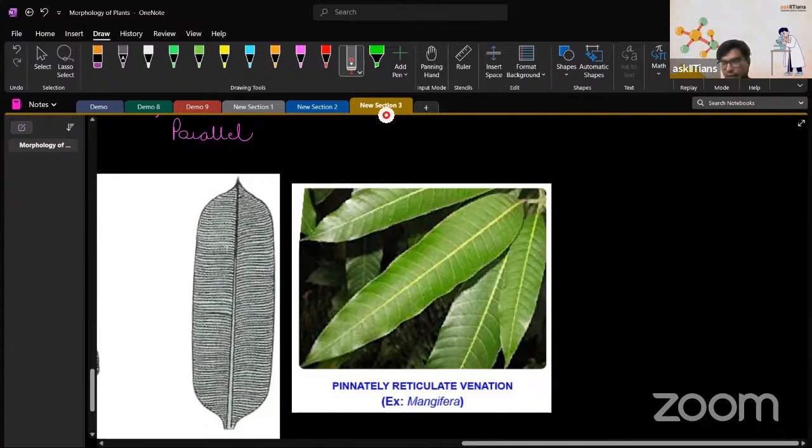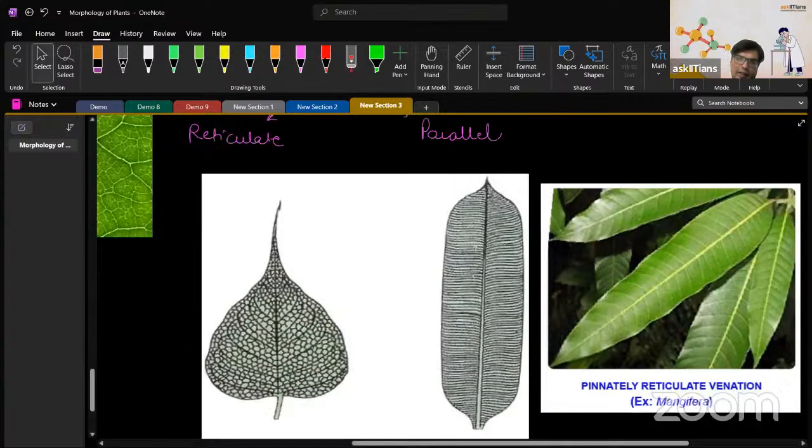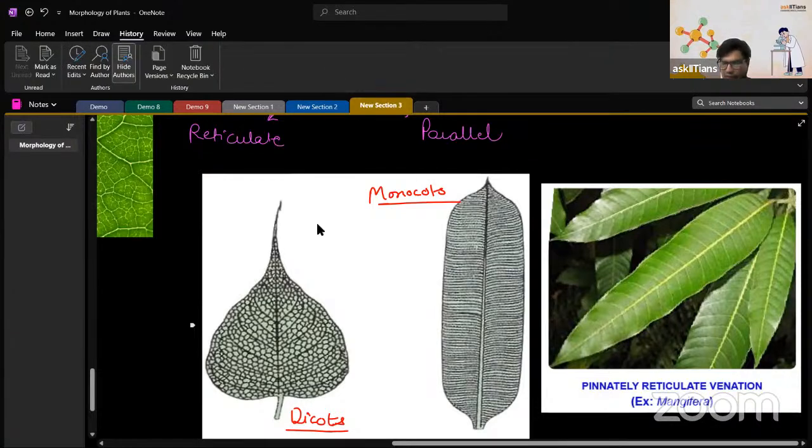The reticulate one is usually found in the dicots. Now, the parallel venation is seen in the monocots. Let's write this down for you guys as well. This is reticulate, more commonly seen in the dicots, and this one is in the monocots. And if I ask you which one is better, I would say the reticulate one is better. It provides more support comparatively speaking. And the monocots have the parallel venation, right?